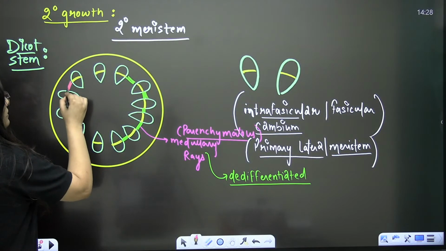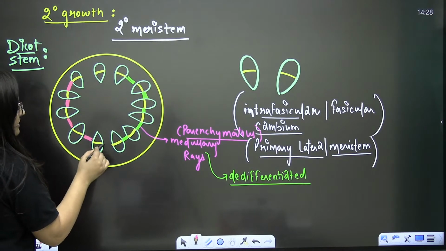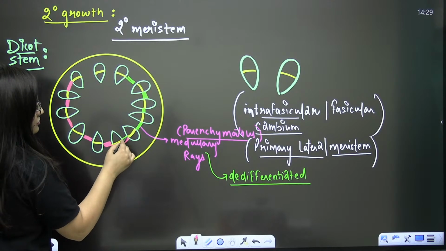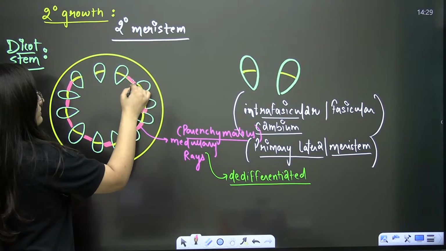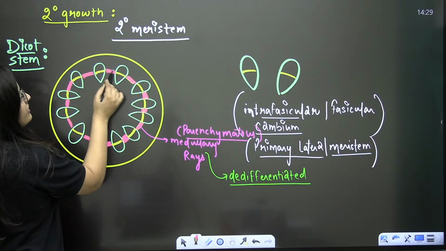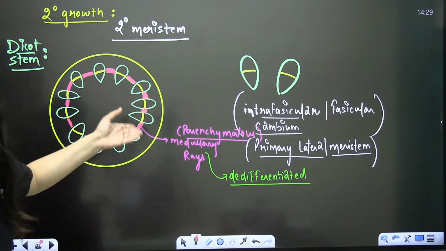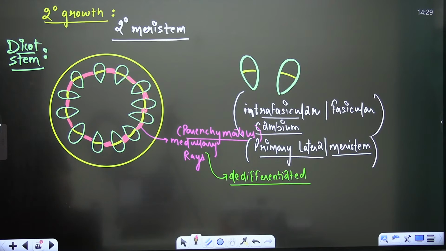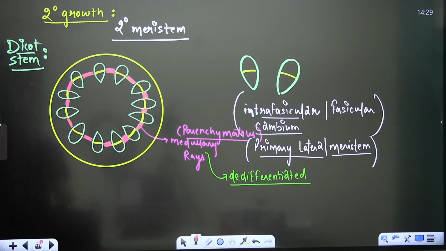See this one I'm talking about right now, in between the vascular bundles. Obviously it is because of the activity of your medullary rays. The cells of your medullary rays will become meristematic. Are you getting it? So can I say that now there will be a complete ring of the vascular cambium? Right now this is what we are discussing, the formation of the vascular cambium. Clear?